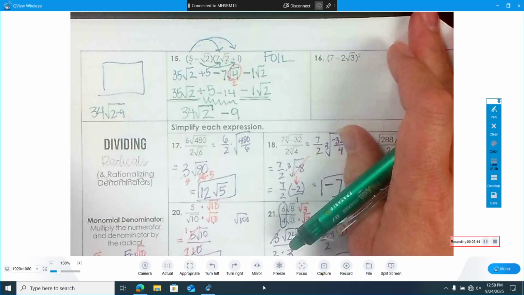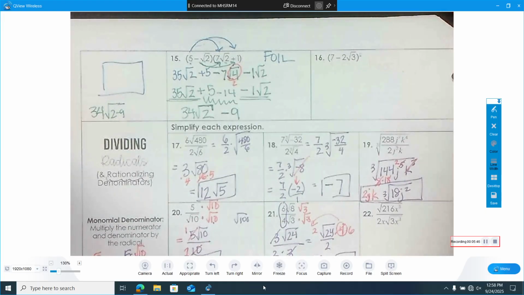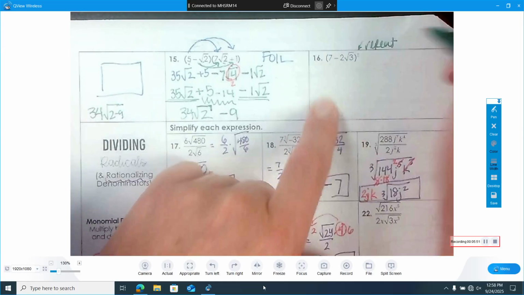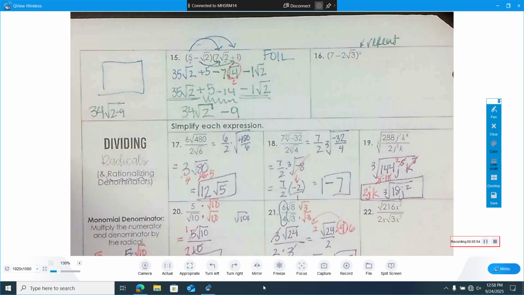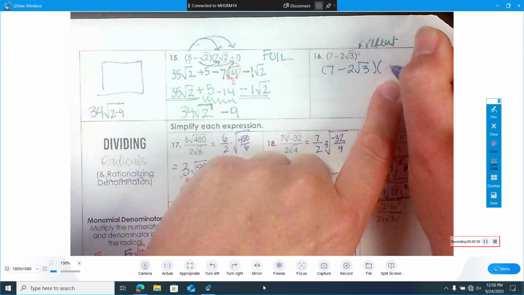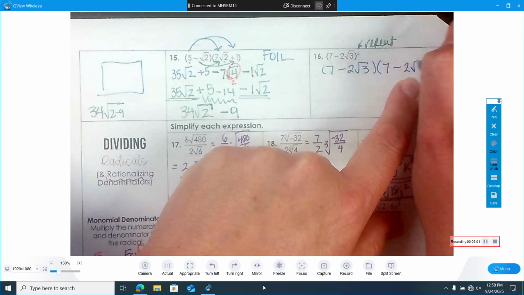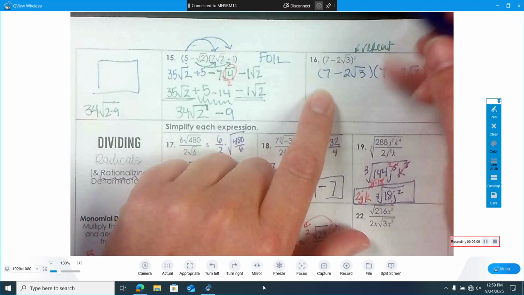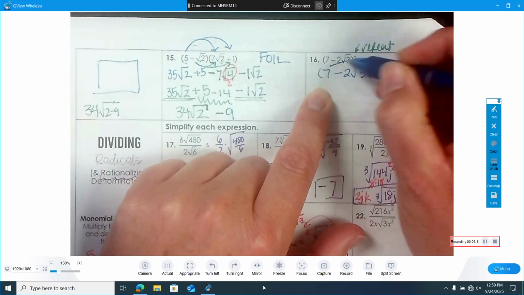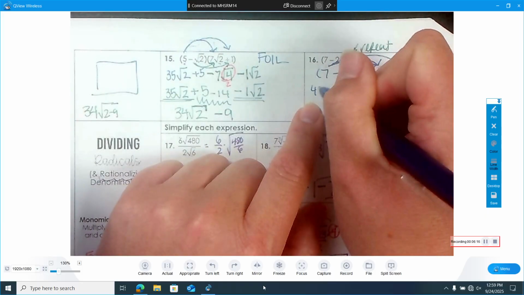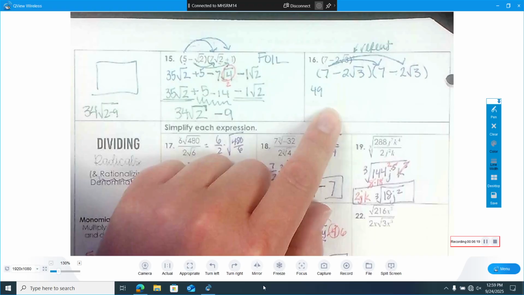What do we need to do for number 16? Multiply it by itself. Repeat it 2 times. So we have 7 minus 2 radical 3, and then times another 7 minus 2 radical 3. And once again, we're going to FOIL. So first times first. 7 times 7 is 49. And then we have 7 times negative 2 radical 3.